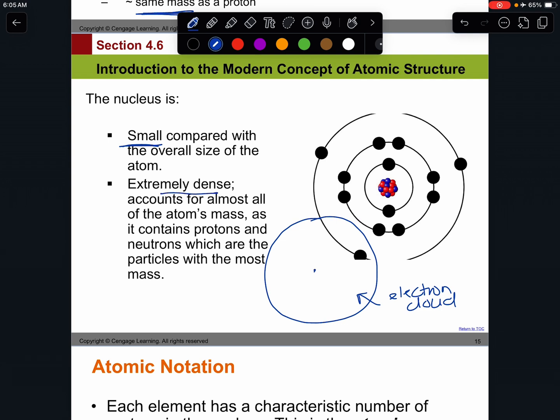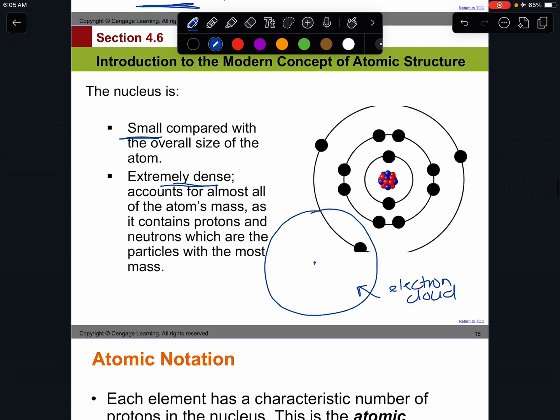Now, although this is small, it is very dense, and it actually accounts for most of the atom's mass. Protons and neutrons are a lot heavier compared to electrons. So although it's small, it has most of the mass. Most of the volume is around the nucleus in what we call the electron cloud. Okay?